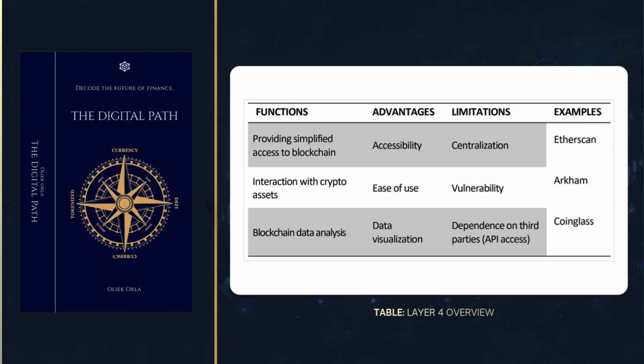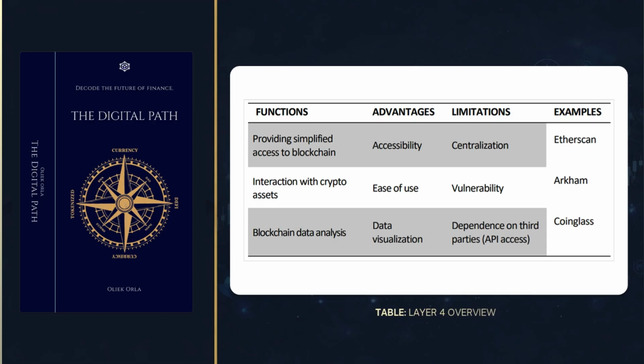For beginners, this is especially important, as Layer 4 allows interaction with the ecosystem without requiring an understanding of protocol architecture, node operation, or consensus mechanisms. In a broader sense, Layer 4 acts as a bridge between technology and users. It supports mass adoption of blockchain solutions by integrating them into everyday financial, investment, and analytical workflows.